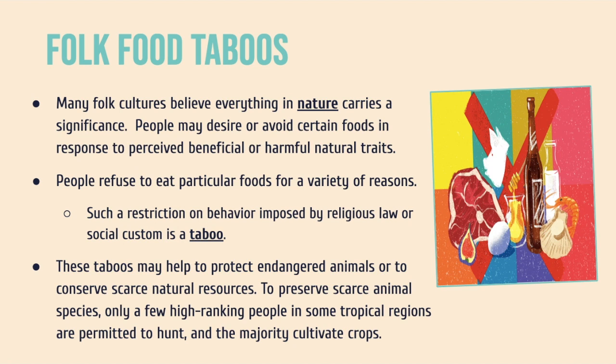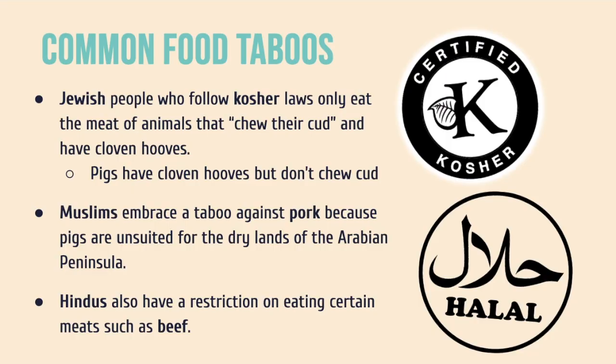And so these taboos can carry a lot of weight. Socially, you might be vilified. Religiously, you might be vilified. And of course, nobody wants either of those two things. So here are some common taboos. In Judaism, people are supposed to follow kosher laws. Jews who do follow kosher laws can only eat the meat of animals that chew their cud or that have cloven hooves. So you're not supposed to eat pigs in Judaism because pigs do have cloven hooves, but they don't chew their cud.